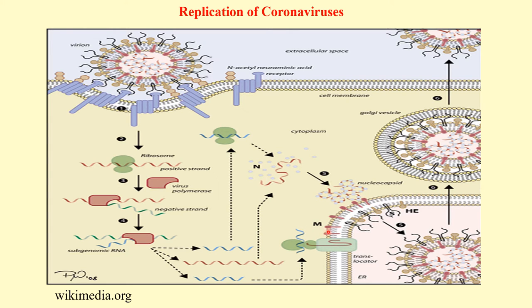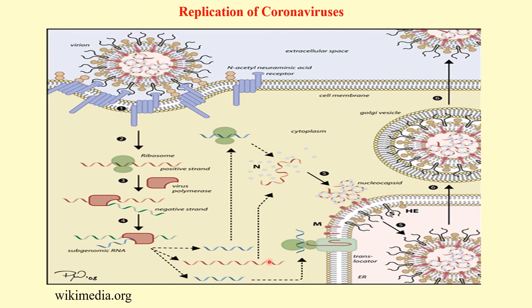This M protein, which you see here, will insert itself into the membrane of the endoplasmic reticulum. So this is the endoplasmic reticulum, and you can see this is the membrane of the endoplasmic reticulum, and you can see this is the formation of the M protein. This is the M protein, and you see them here. So the M protein inserts itself into the upper surface of the endoplasmic reticulum.